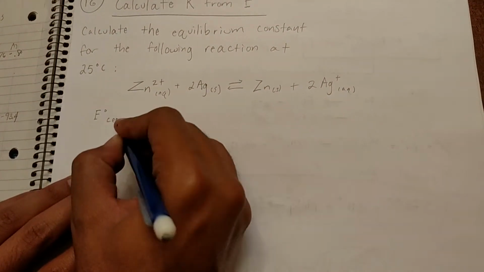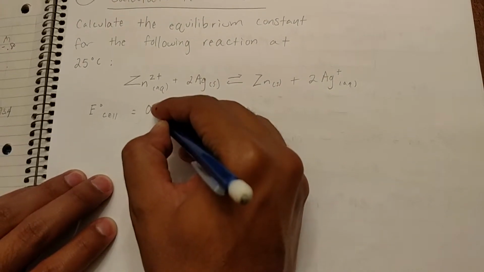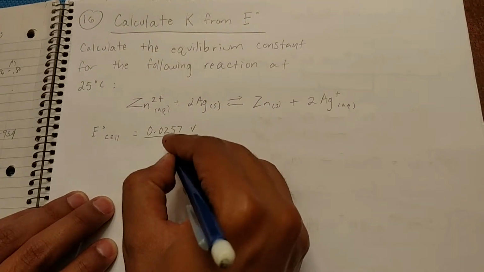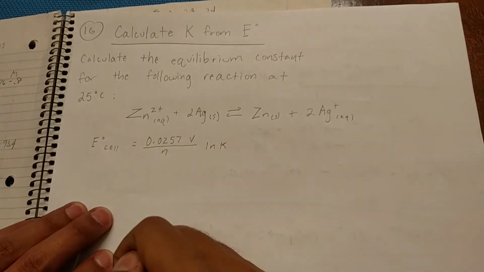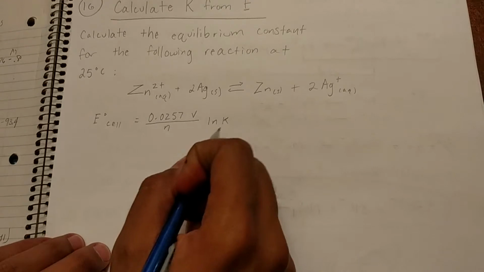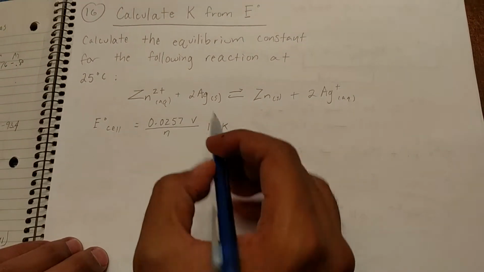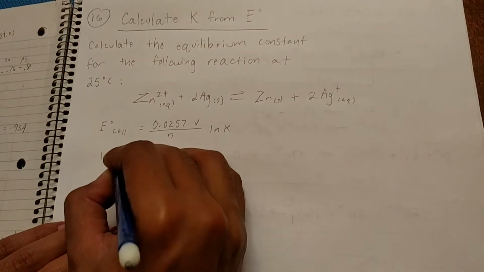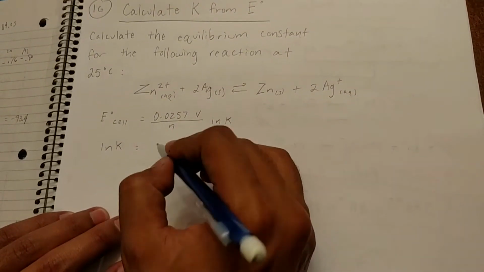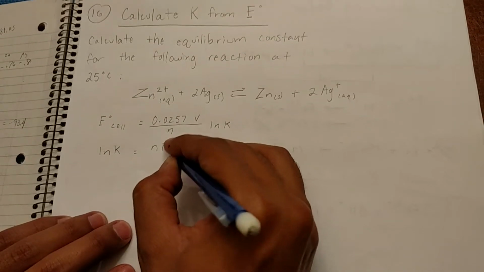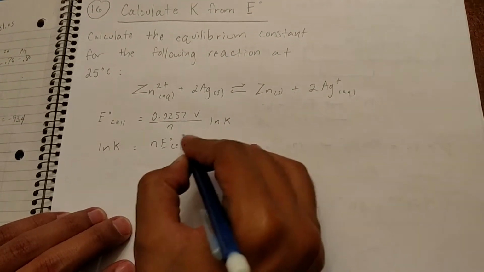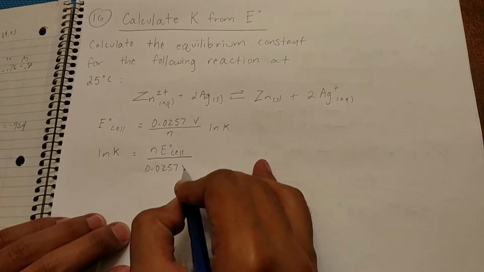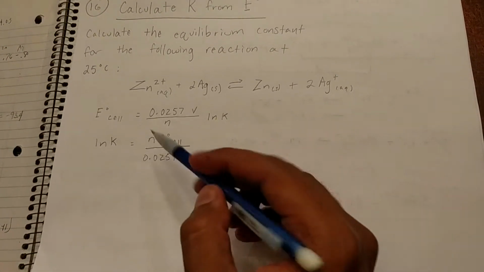E° cell equals 0.0257 V over n ln of K. We want to solve for the equilibrium constant, so we're going to solve for K. So to do this, we have to do ln of K is equal to n times the E° of the cell over 0.0257 V. That's the equation we're going to work with.